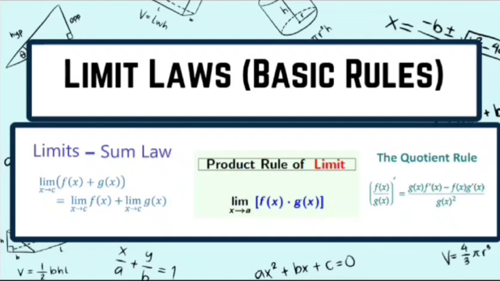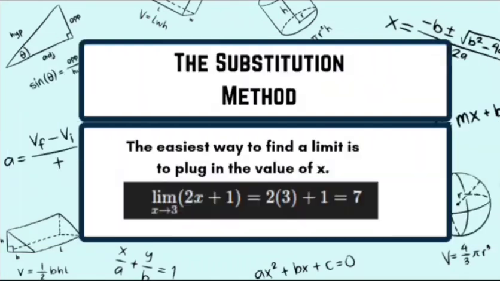And here are the basic rules that make working with limits easier. These are called limit laws, and they let us break down complex expressions into simpler parts. Let's say we know the limit of f of x and g of x as x approaches a. Then the limit of their sum is just the sum of the limits. The limit of the product is the product of the limits, and the limit of the quotient is just the quotient of the limits, as long as we're not dividing by 0. These rules let us build limits piece by piece.